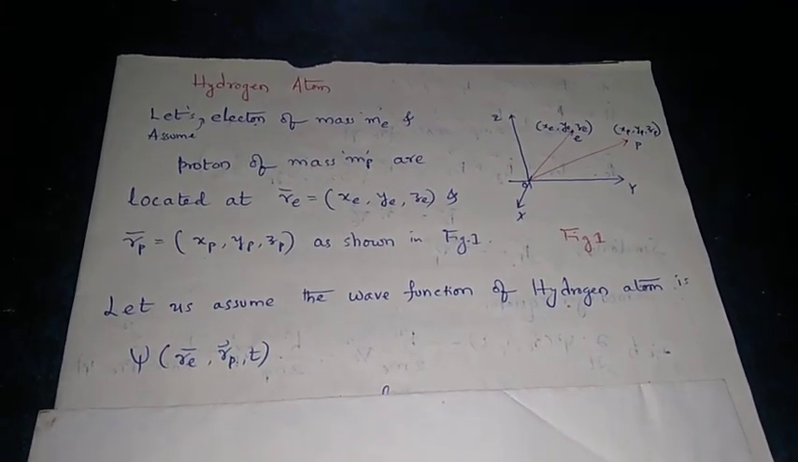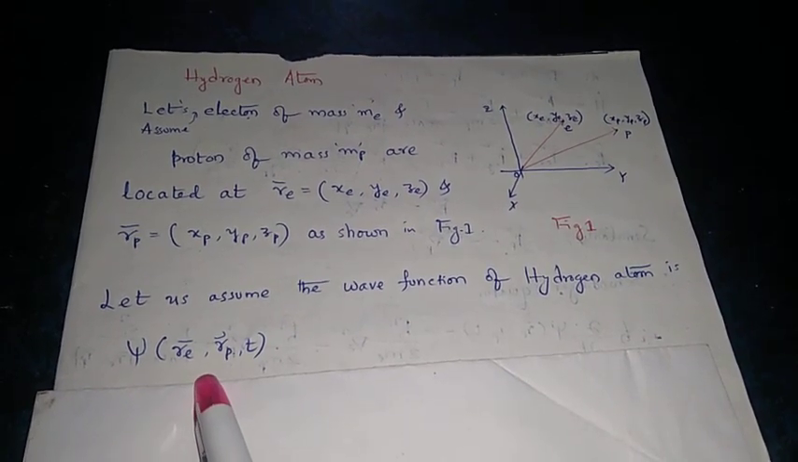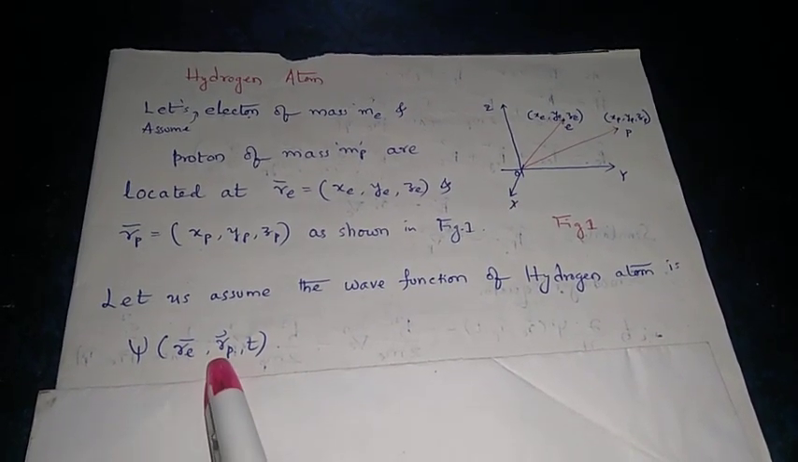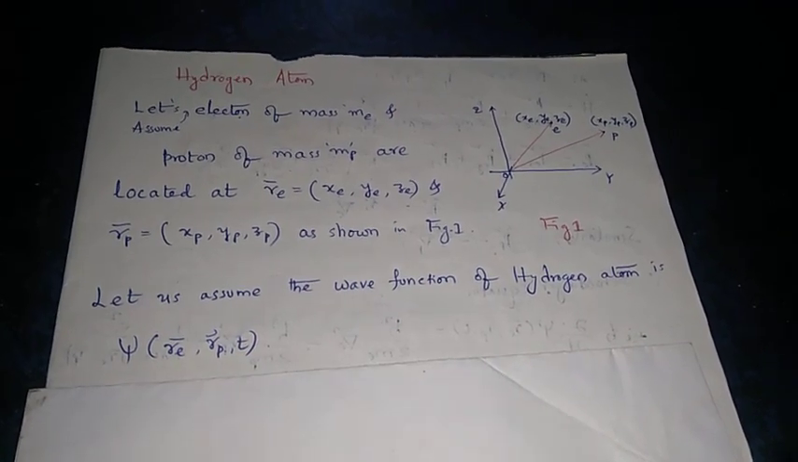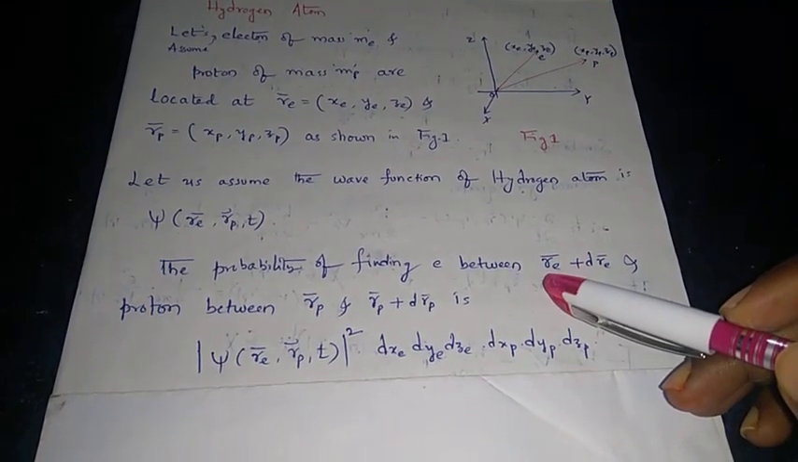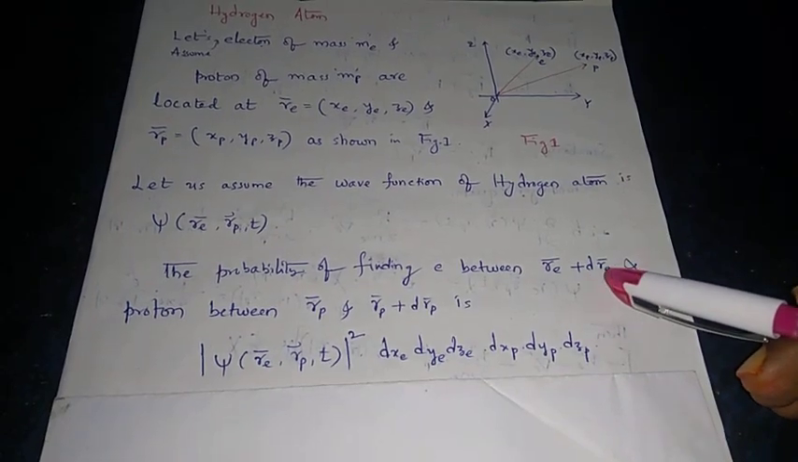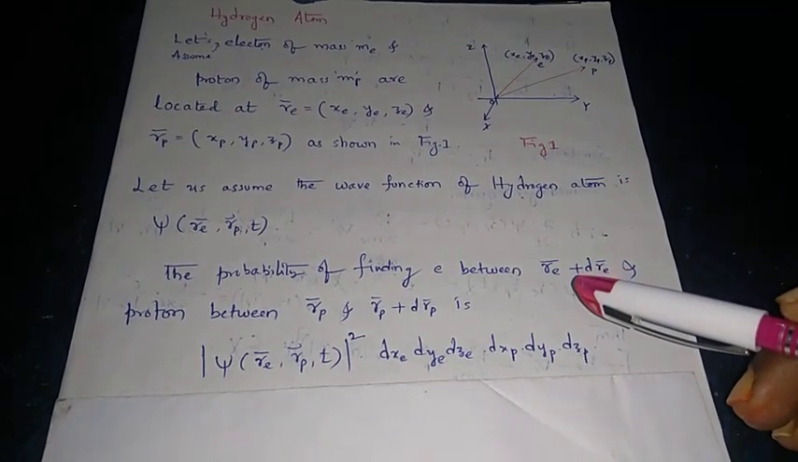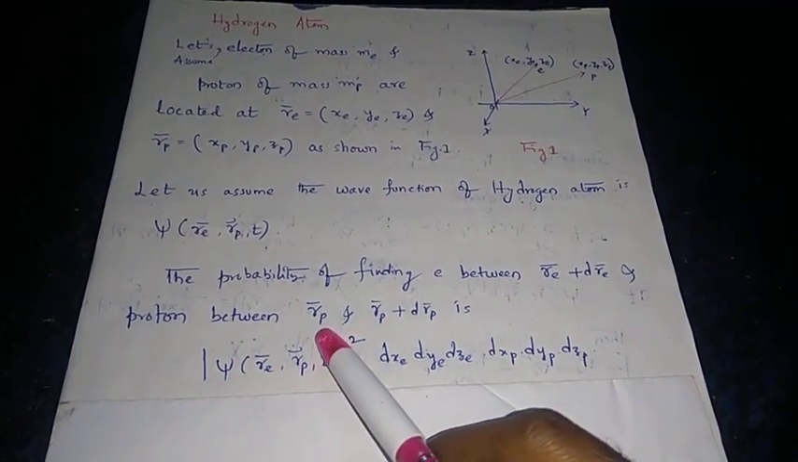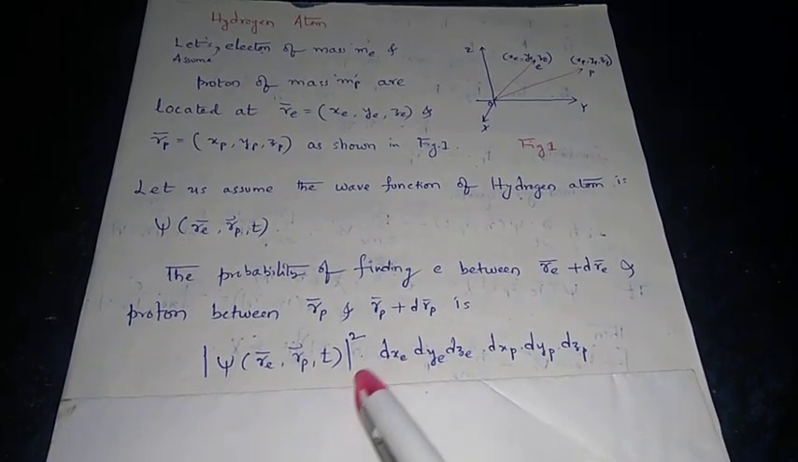And let's assume the wave function for the system of the hydrogen atom as psi, which is dependent upon r_e, r_p, and time t. Then the probability of finding the electron between r_e and r_e plus dr_e, and the proton between the locations r_p and r_p plus dr_p, is given by this product here.